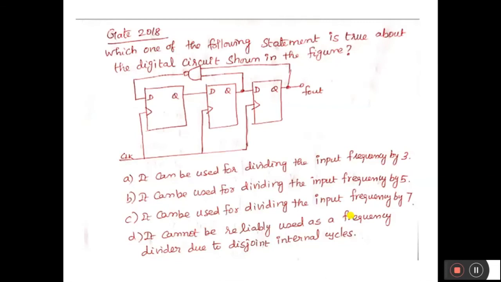Next question, GATE 2018. Which one of the following statements is true about the digital circuit shown in the figure? The circuit is given with the help of D flip-flops. The options given: A, it can be used for dividing the input frequency by 3. Option B, it can be used for dividing the input frequency by 5. Option C, it can be used for dividing the input frequency by 7. Option D, it cannot be reliably used as a frequency divider due to disjoint internal cycles. Right? Let us discuss the solution.